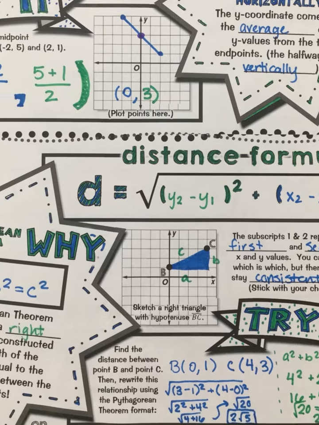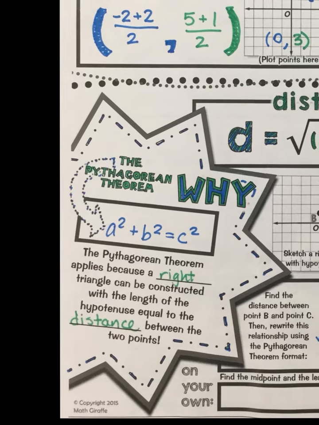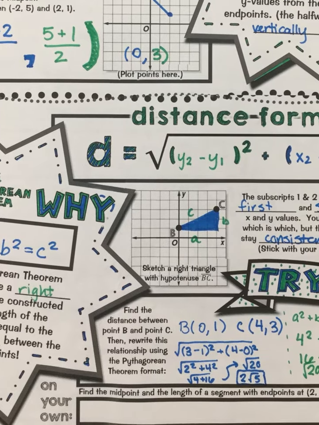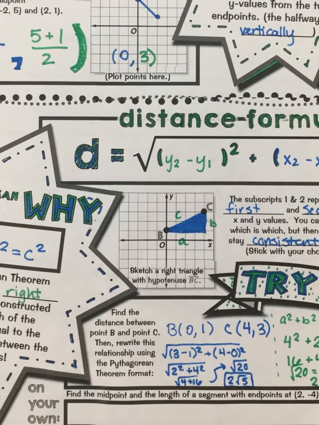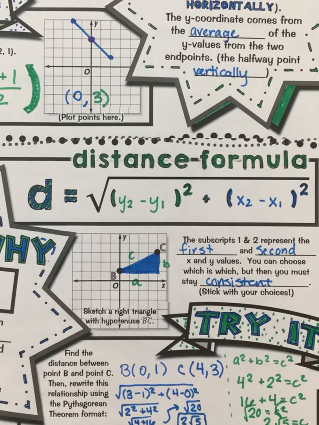Okay, and here we have our distance formula. If you remember, our distance formula comes from the Pythagorean theorem, a squared plus b squared equals c squared. The Pythagorean theorem applies because a right triangle can always be constructed with the length of the hypotenuse equal to the distance between 2 points. So here's what that looks like. We have our 2 points, B and C, and the segment BC. I can construct a right triangle with this line segment that I want to find the distance of as my hypotenuse.